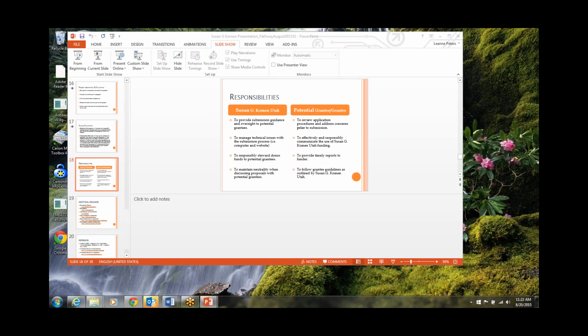So it is so important to be truthful and have the good data and make sure that you follow all the guidelines that they're giving you. And then timely reports.